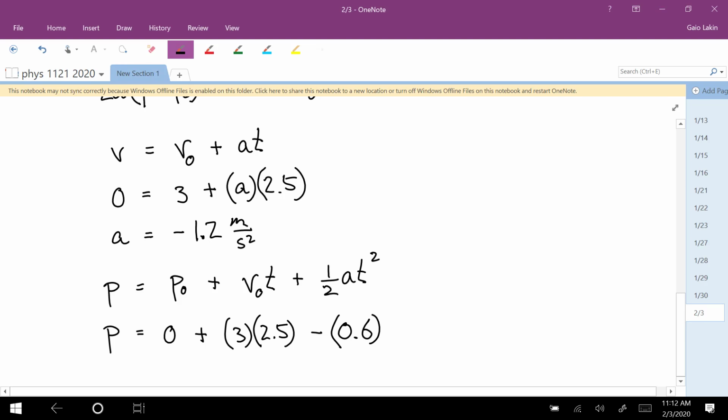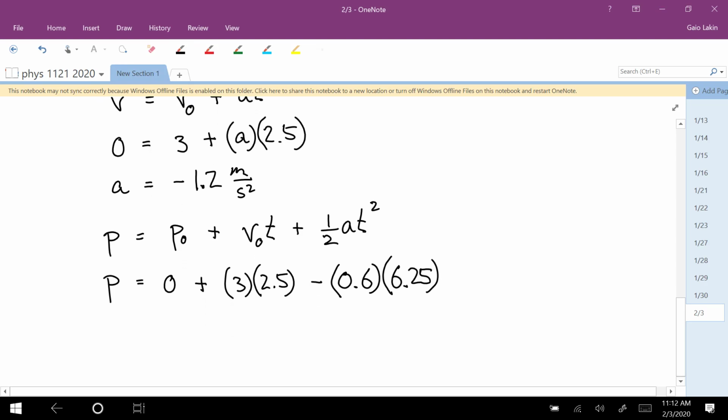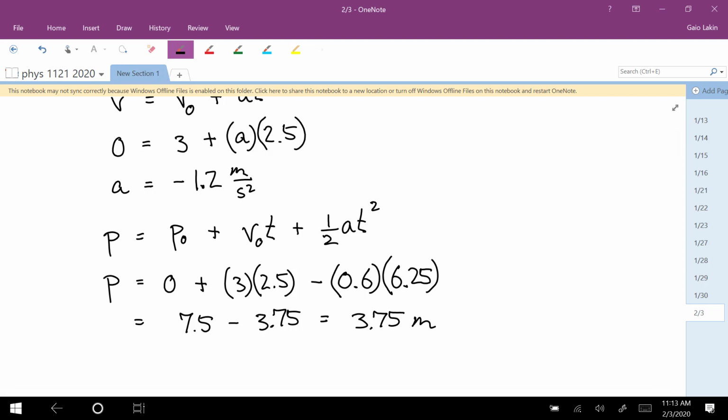times 2.5 squared is 6.25. And so you get 7.5 minus 3.75, right? I think we've seen this one before. And so the answer is 3.75 meters. Any questions about that one?